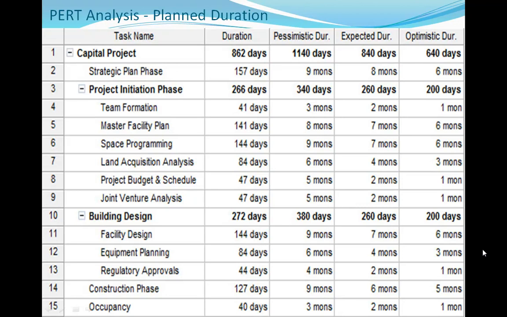The planned duration of this project is based on pessimistic and optimistic estimates. Therefore, I used a PERT analysis, which includes these estimates to calculate the planned duration for each of these tasks and the total project. This slide shows a PERT entry sheet with pessimistic, expected, and optimistic durations for each activity. After calculating PERT, it was determined that the planned project duration is 862 days.